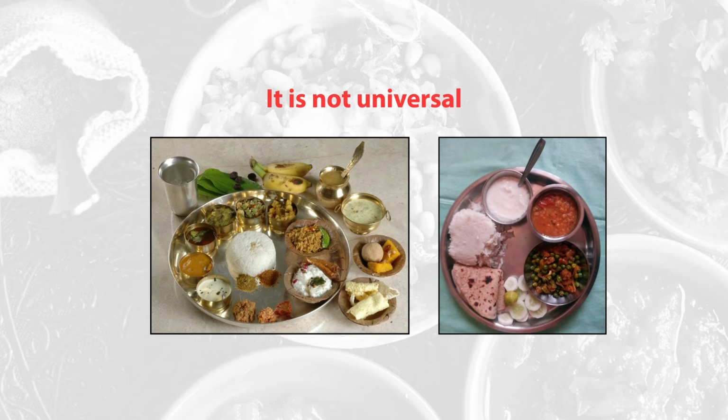It varies from place to place, region to region, state to state. So what should be on a platter of the balanced diet in Kerala cannot be on a balanced diet platter at Punjab. The balanced diet platter at Rajasthan will be different from a balanced diet platter at Bihar.